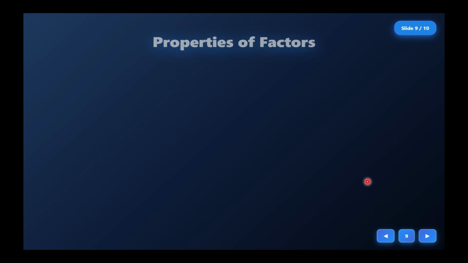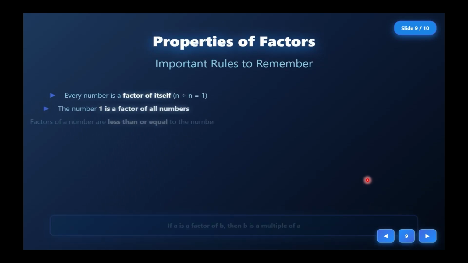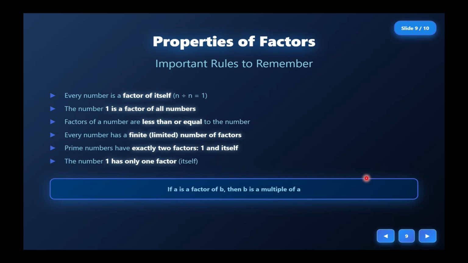Before we wrap up, here are the golden rules of factors you must remember. Every number is a factor of itself. The number 1 is a factor of all the numbers. All factors are less than or equal to the number. Every number has a finite set of factors. Prime numbers have exactly 2 factors, 1 and the number itself. The number 1 is special. It only has one factor, that is itself. These rules will save you so much time when solving the problems.